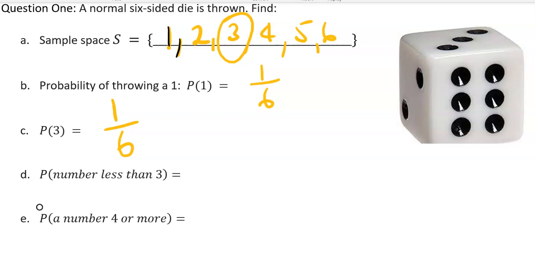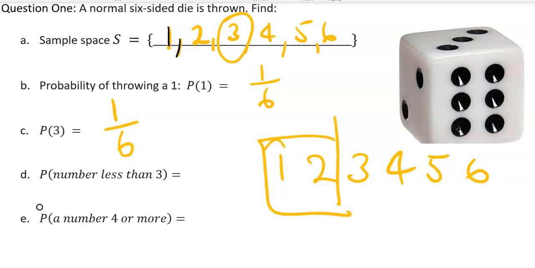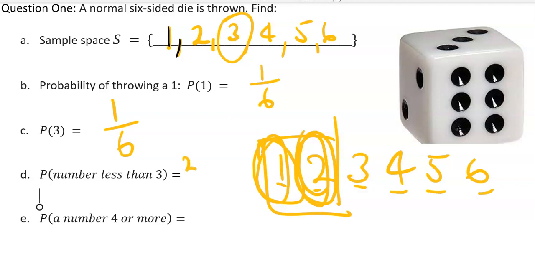All right, what is the chance of rolling a number that's less than 3? Now, if we have a look at our numbers, 1, 2, 3, 4, 5, 6, how many of them are less than 3? Well, those two, 1 and 2. So I've got 2 numbers that are less than 3 out of 1, 2, 3, 4, 5, 6 numbers. So there's 2 numbers less than 3 out of 6 numbers in total, 2 out of 6 chance.